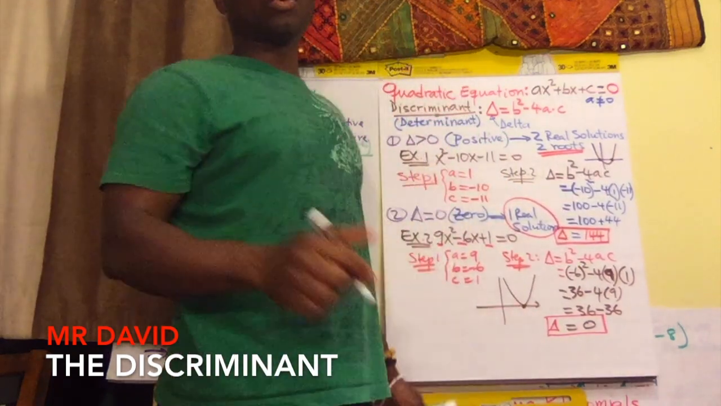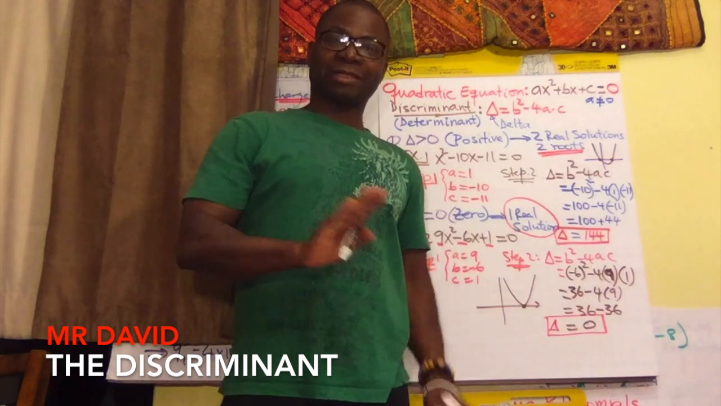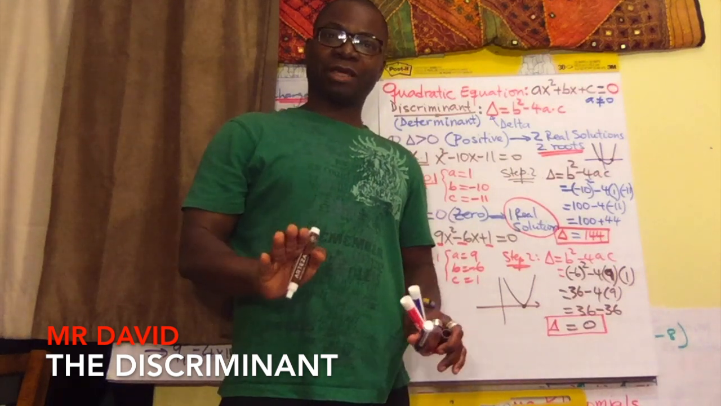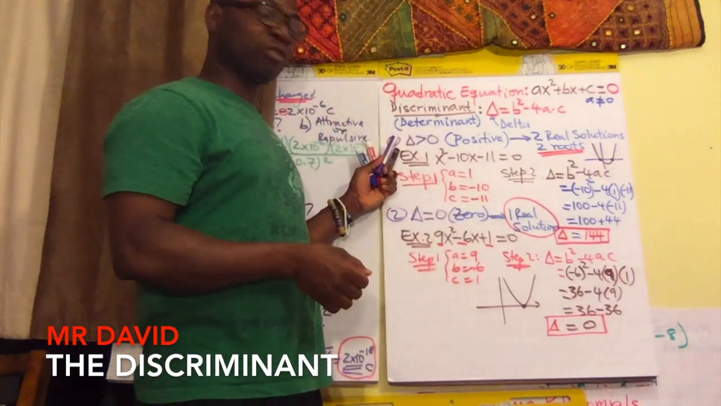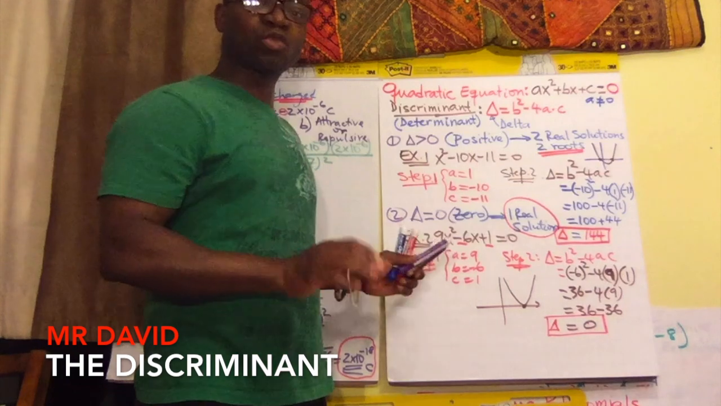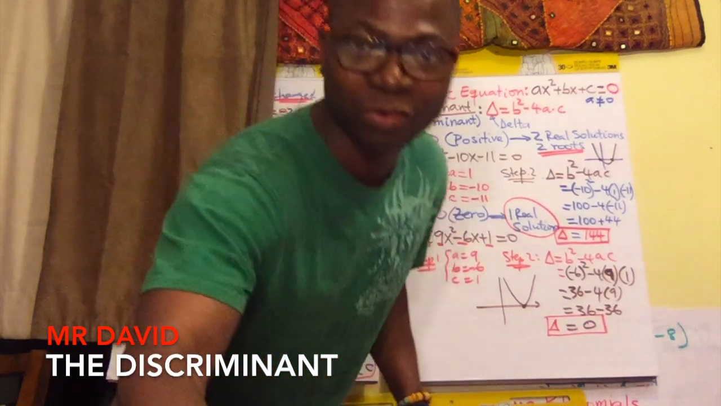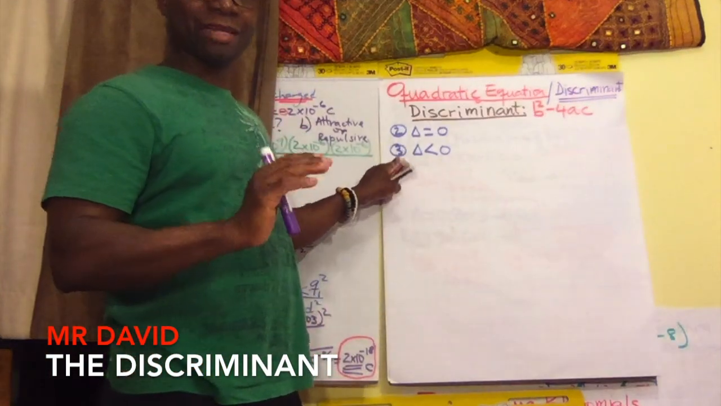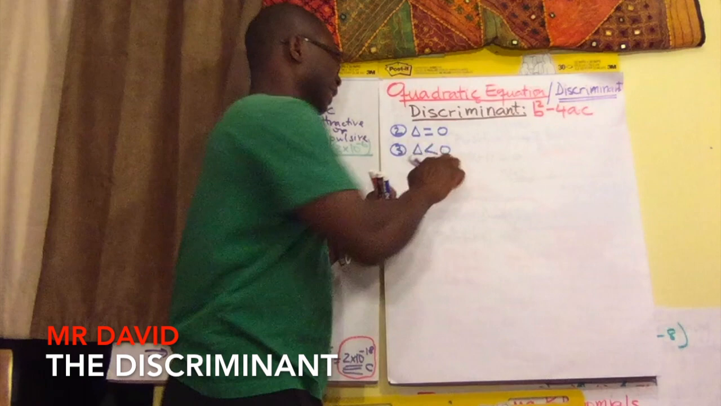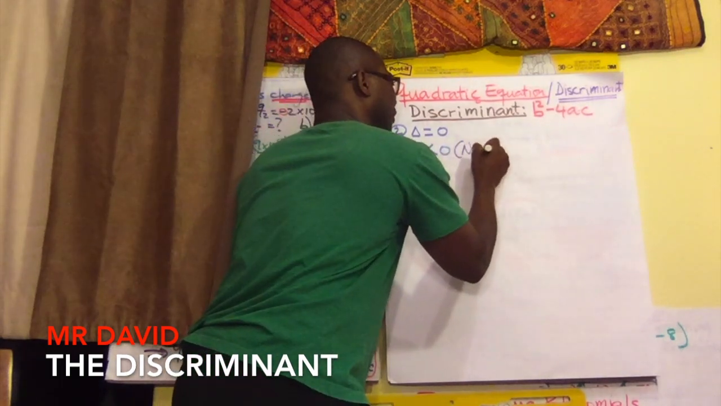So there's one more case. The third case, the last case. We got when delta is positive, when delta is 0. So the last one is when delta is negative. Let's see what that gives us. When delta is negative, that's the third case. Negative means less than 0, so I'm going right here, negative.